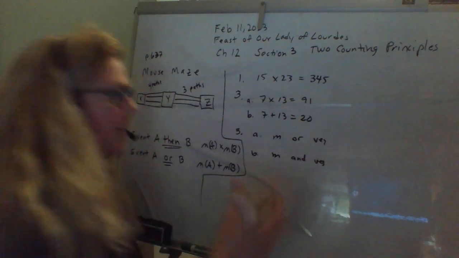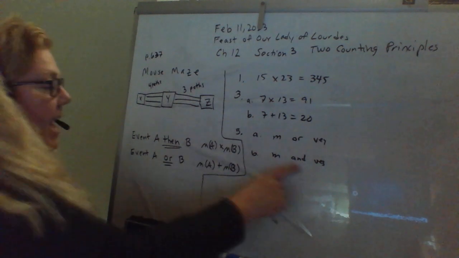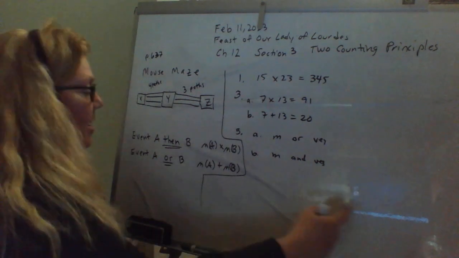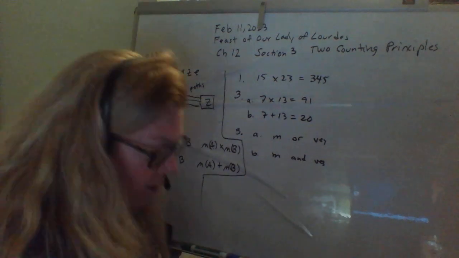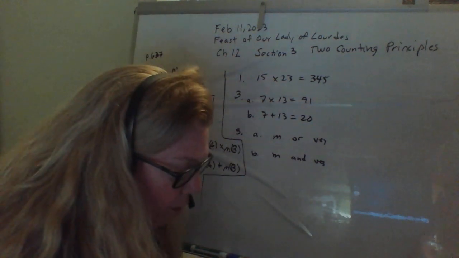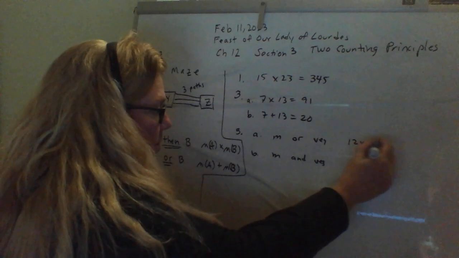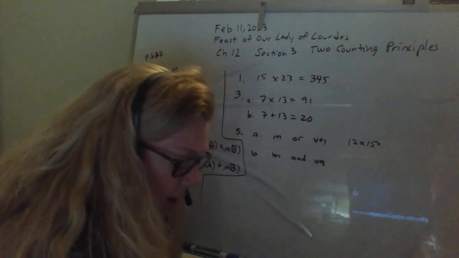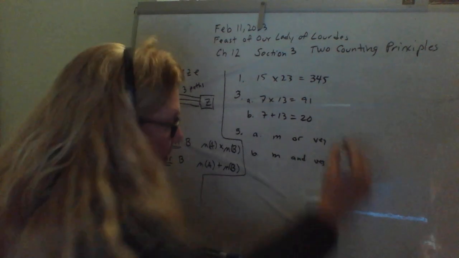Okay, so this is really just asking us to pay attention to "and" and "or," right? If it's "and," that's a multiplication, and "or" is addition. So for number 5, our numbers are 12 and 15. So we would multiply them, which is, I'm sorry, the "or" was first, excuse me. That's add them.